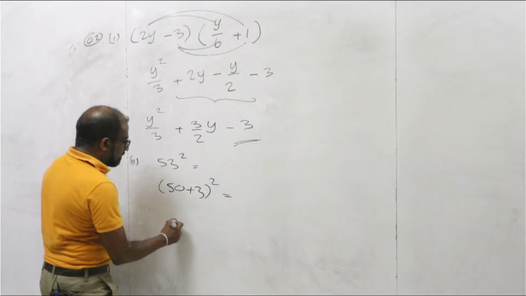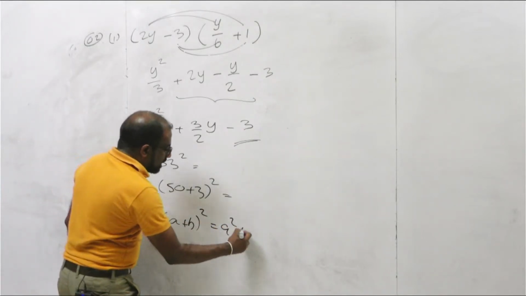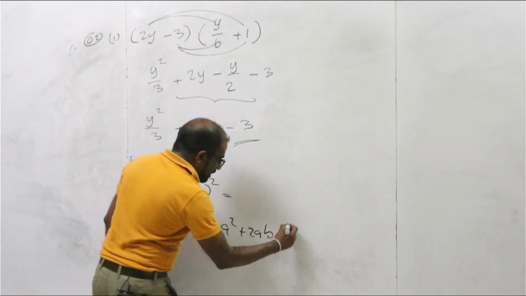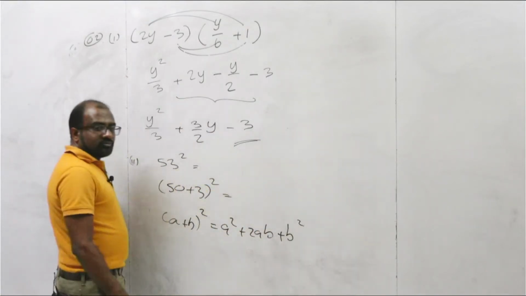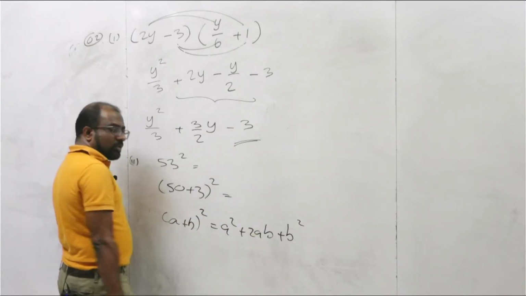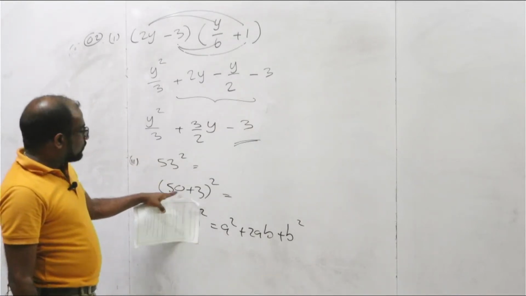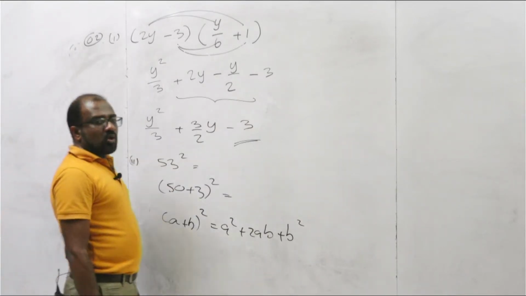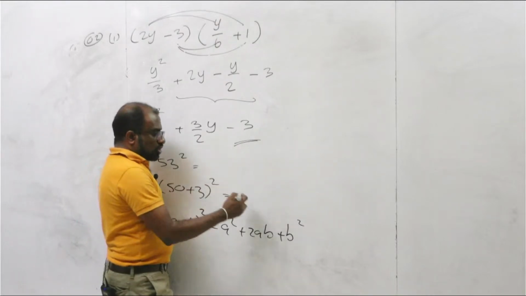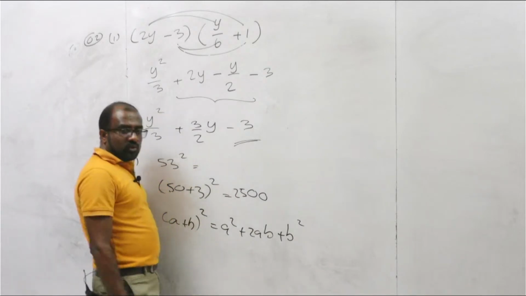So a plus b squared. What is a plus b squared? A squared plus 2ab plus b squared. Square the first term, multiply the two terms and again multiply by 2, square the second term. That's it, right? 50 squared, 2 zeros come, 5 times 5, 25. 2500.